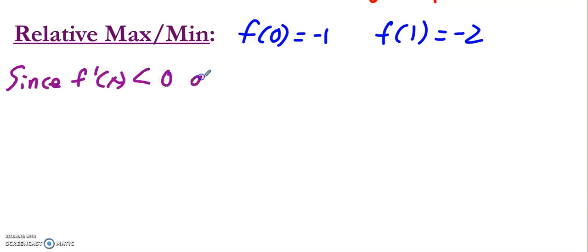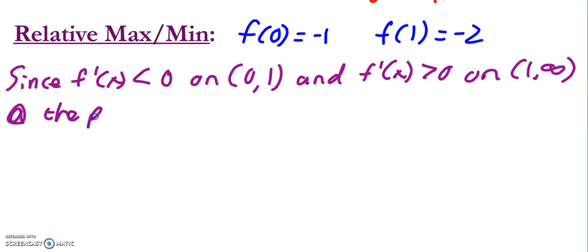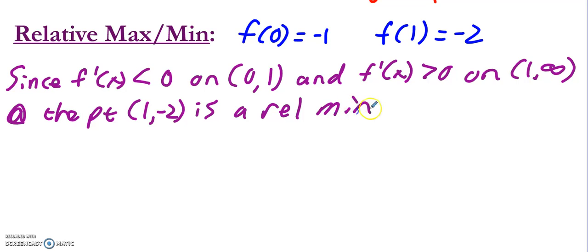So what we're going to say is, since f prime of x is less than 0 on the interval 0 to 1, and f prime of x is greater than 0 on the interval 1 to infinity, at the point (1, -2) is a relative min.